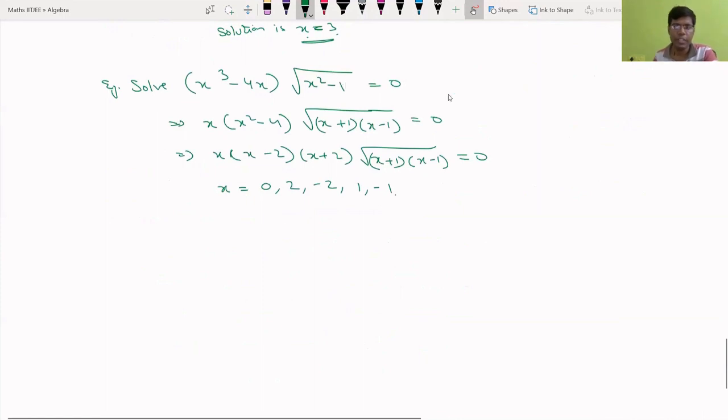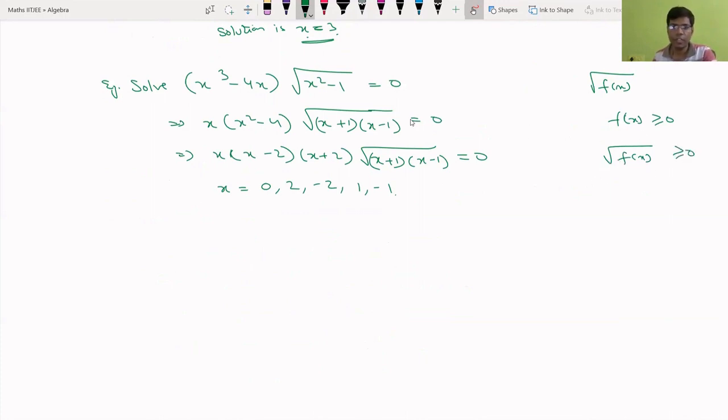But here, if you see, we know that if I have a function f of x which is under square root, that means f of x should be greater than or equal to 0, and the square root of f of x also will be greater than or equal to 0.